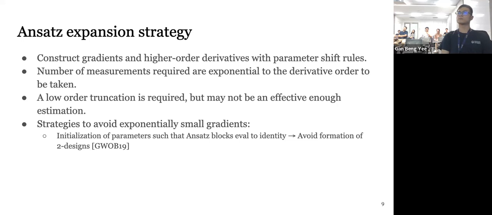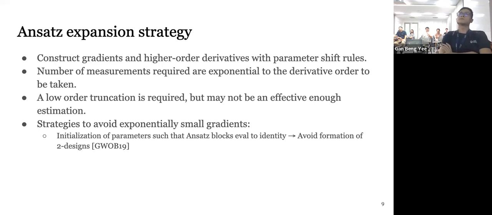However, the number of measurements required is exponential in the derivative order to be taken. When you want to take a gradient with the parameter shift rule, you need two other circuits to construct the gradient. The number of circuits that you need grows exponentially with the derivative order that you take. So in order to restrict the growth of your quantum circuits to a certain level, you have to truncate at some smaller degree. A low-order truncation is needed, but the problem is it might not be effective for some estimation.